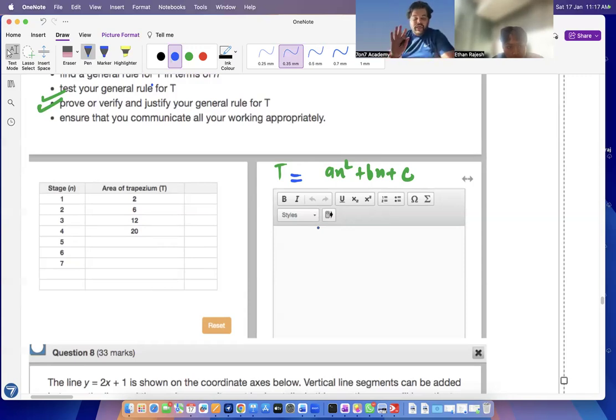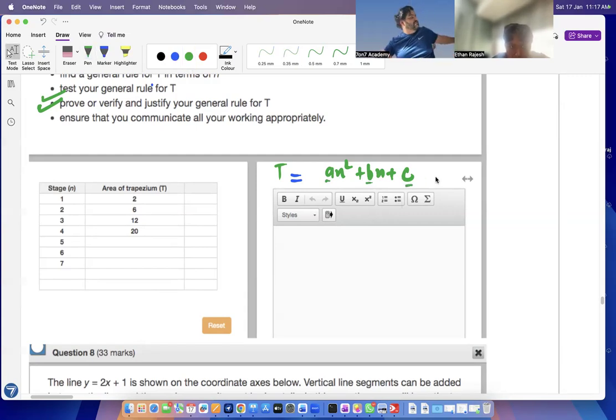So we know the second difference remains the same, so you can write this. This is your general term. How will you write the general term? How will you find A, B, and C and write the general term in the appropriate way? Tell me. Okay, so the first step is to put in stage one.